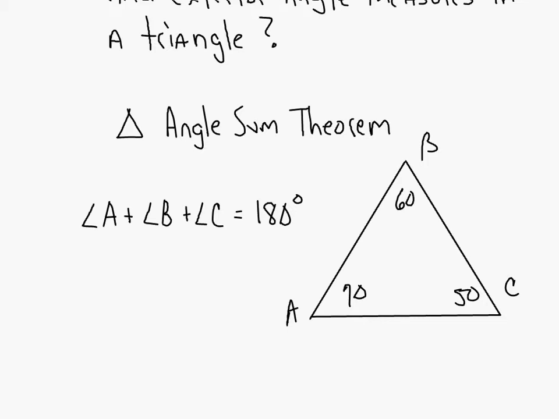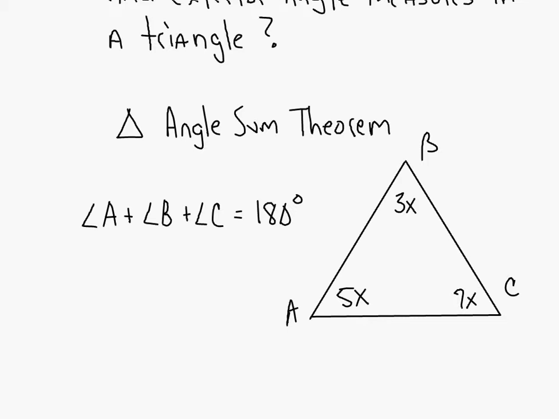If you're given it in terms of x, if this is 3x and 7x and 5x, then 3x plus 7x plus 5x has to equal 180. Combine like terms, solve for x, and then substitute it back in. Everybody all right with finding the missing interior angle measure?